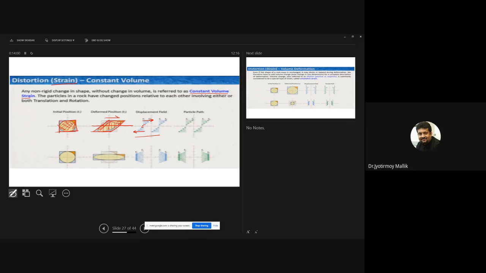And that is essentially followed by the particle path as well. But here you can of course observe that the particle path and the displacement vectors are kind of parallel to each other.